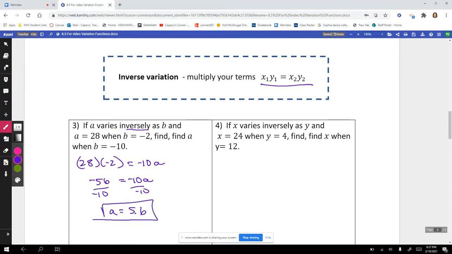Okay, we'll try number 4. Again, x varies inversely as y, so we know we're multiplying, and x is equal to 24 when y is equal to 4. Find x when y is equal to 12, so then we have 12x. So that gives me 96 is equal to 12x. X is equal to positive 8.